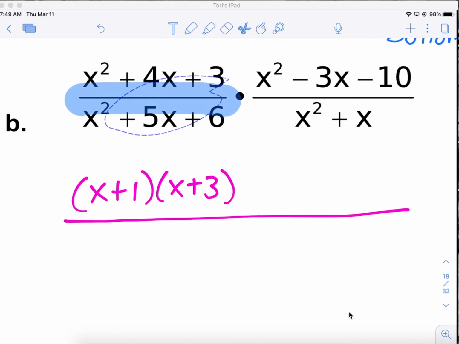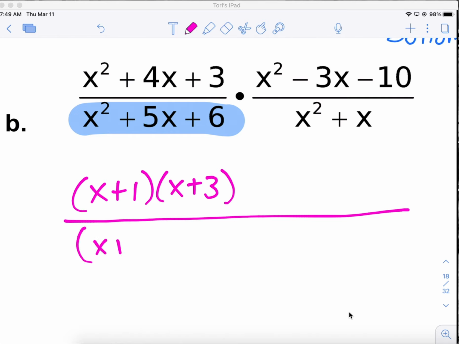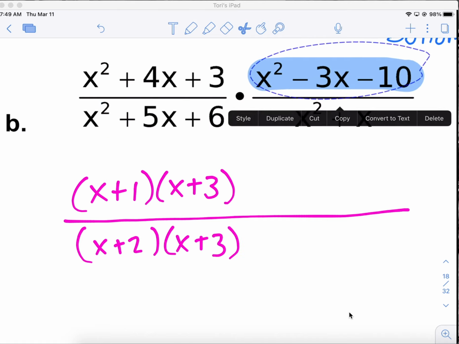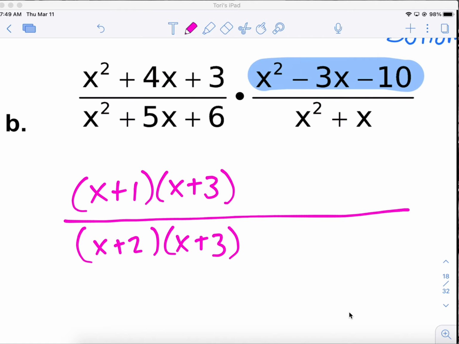Let's go down to the bottom. I'm looking for numbers that multiply to make a 6, add to make a 5. That's a 2 and a 3. So x plus 2, x plus 3. Let's move over to this one. Multiply to make a negative 10, add to make a negative 3. So that's a 5 and a 2. Looks like I'm going to need the 5 to be negative.